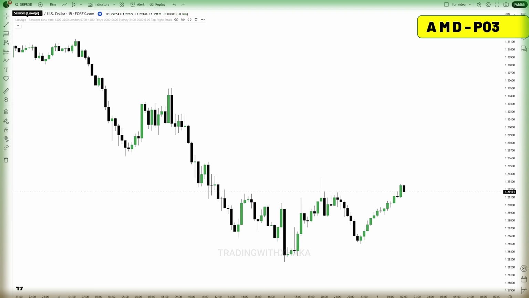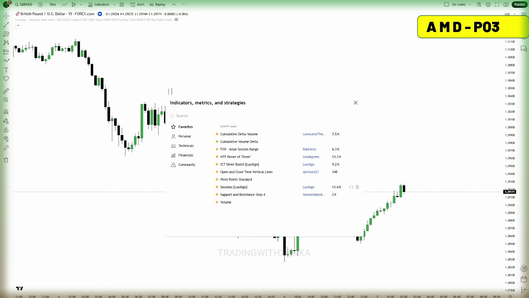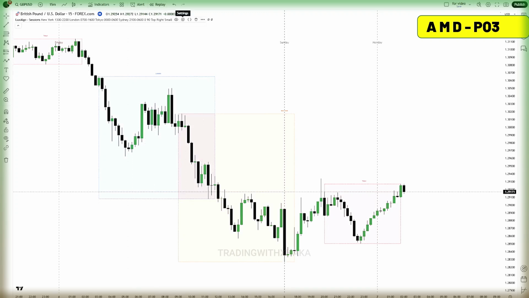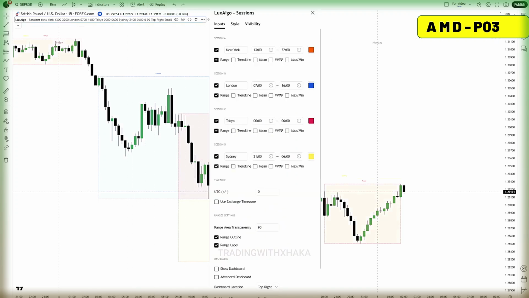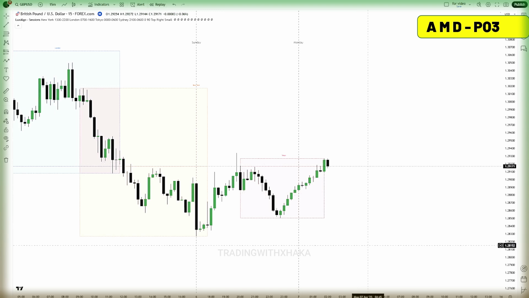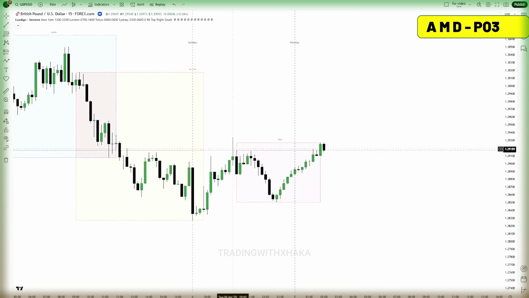We have to use the Lewis Argon session indicator. Just go to your indicator, search for these sessions by Lewis Argon. Once you have it, you click on it. The only settings you need is to go to the settings, uncheck Sydney, its range, and the Sydney as well. Then on the Asian time, it will be from this time, 12 o'clock to 6 o'clock. You understand? So that's the only setting you need. Then you wait for the Asian session to close. You mark the highs and lows. Remember, the Asian session opens at 8 o'clock New York time.